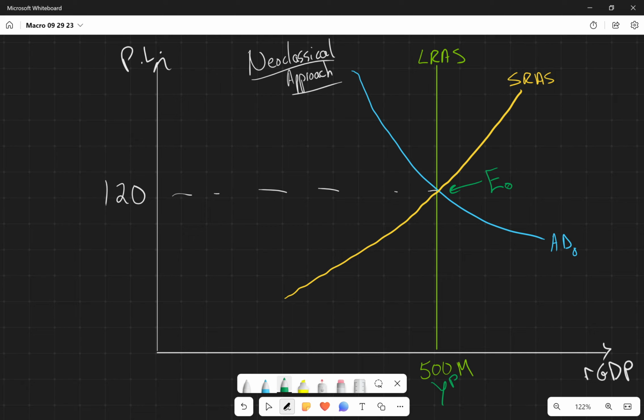So let's say that there's some situation that shifts aggregate demand to the right. Maybe there's an increase in productivity, maybe there's an increase in consumption activity, maybe taxes get cut, maybe American-made products become more popular internationally, so our exports increase. Whatever the reason, doesn't much matter. But we're going to have a shift to the right of our aggregate demand curve.